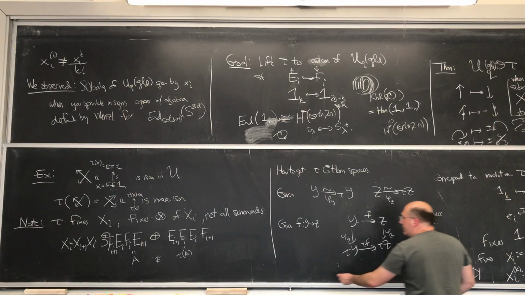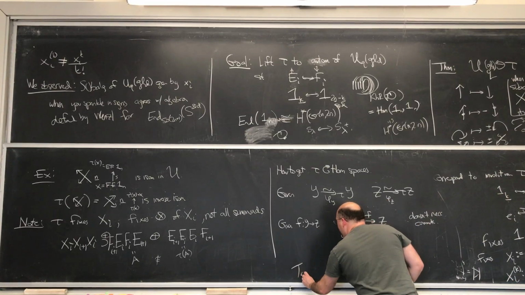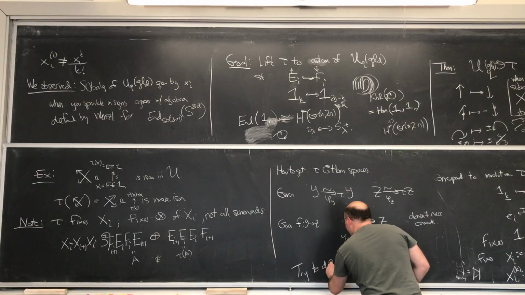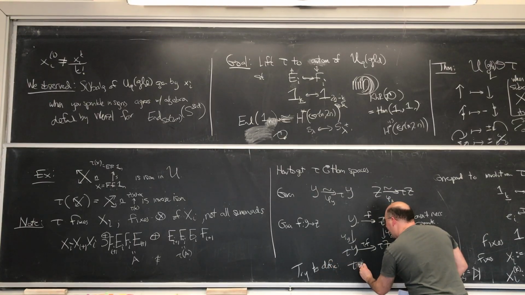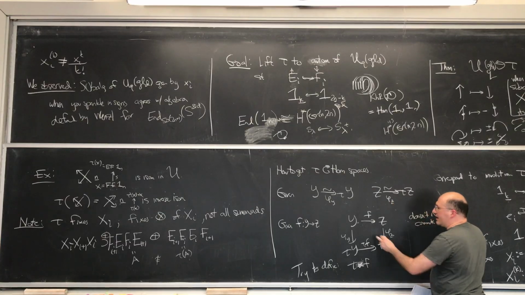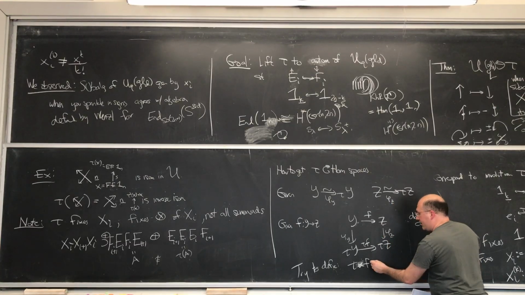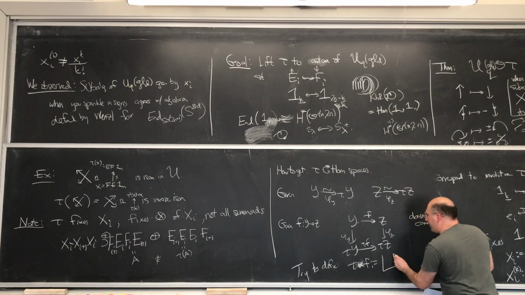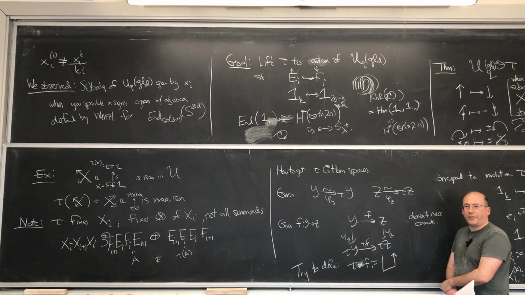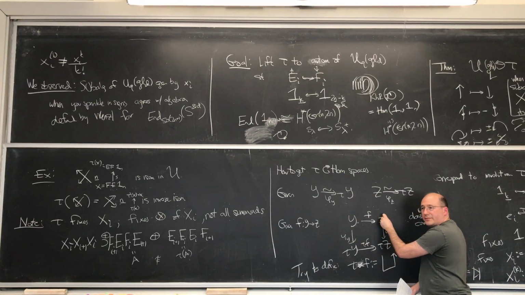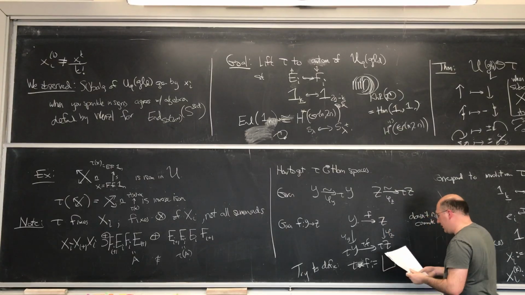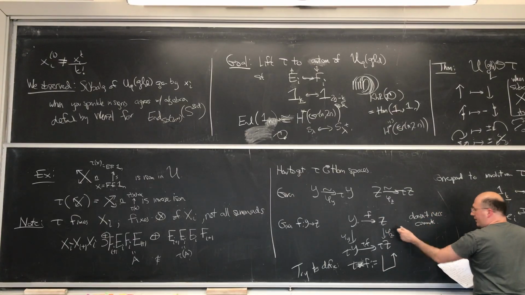So suppose that we try to define tau star f to be another map from y to z. And it's going to be the map that you get by going this way around the square. So instead of going straight from y to z, you go down, over, and up, by the inverse map here.